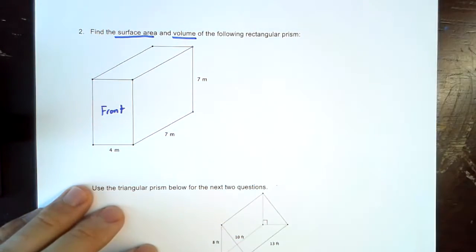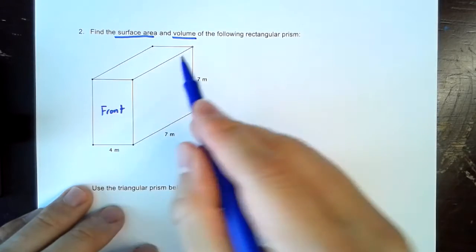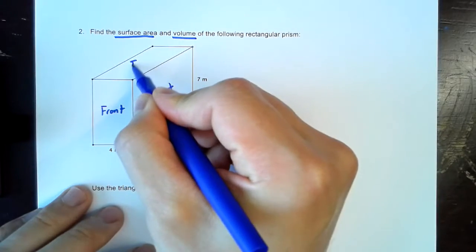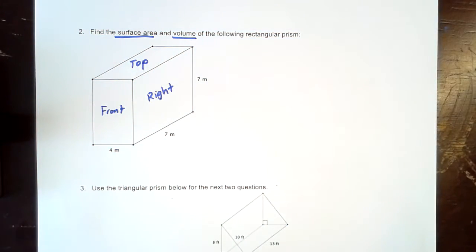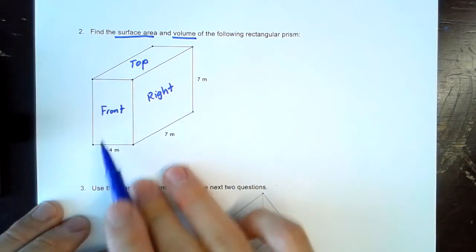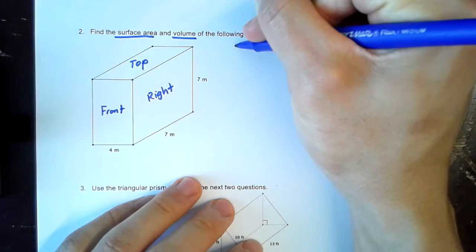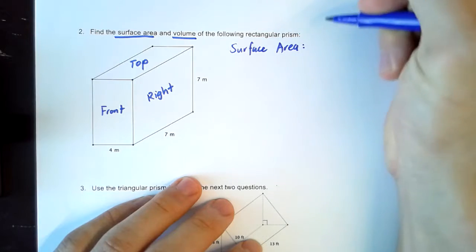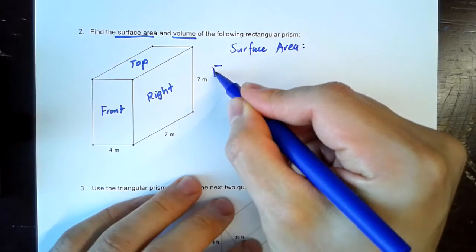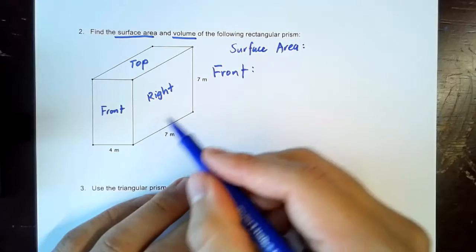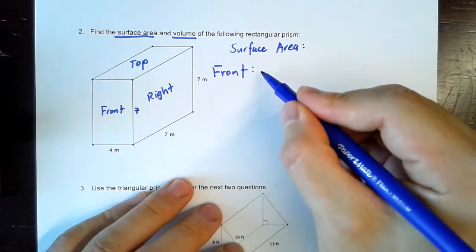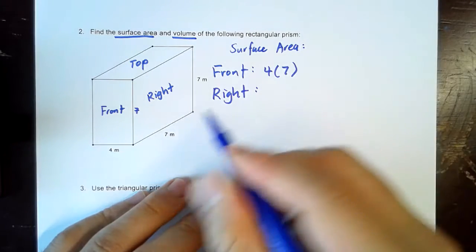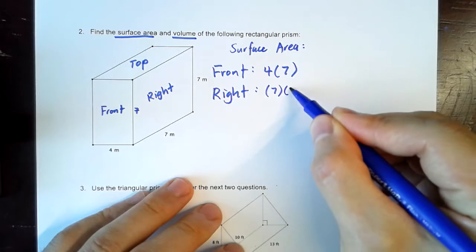The way I like to teach it again for a rectangular prism, especially when you're finding the surface area, is I like to label these faces with what I describe them with. So this right here is called a front face. We know that the total surface area is comprised of 6 total faces. So we have the front, which is going to be 4 times 7. We have the right, which is going to be, in this case, 7 times 7.